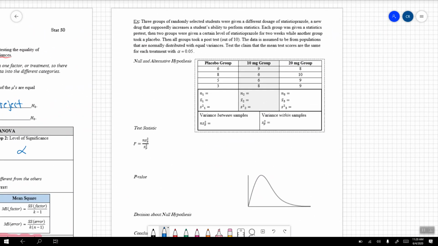So, to illustrate everything that we're going to be using, let's go through and start this example. That way we can see how we're going to be analyzing and using all of those formulas that we were just discussing. So, let's start off. We have 3 groups of randomly selected students. We're given a different dosage of, wow, that's a really long word, statistioprazole. Wow. Let's call this esprozole. I'm going to abbreviate this.